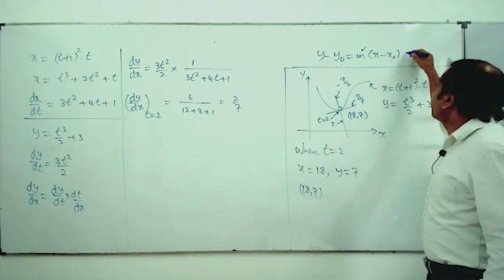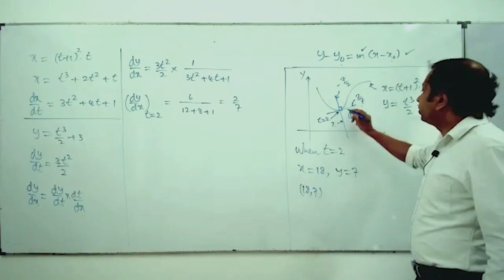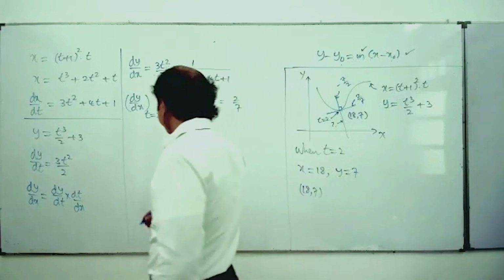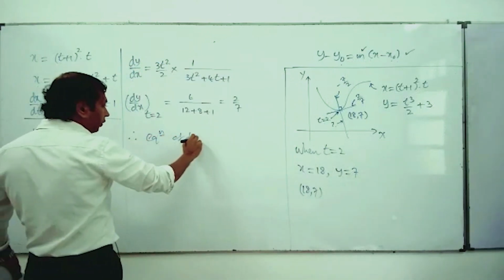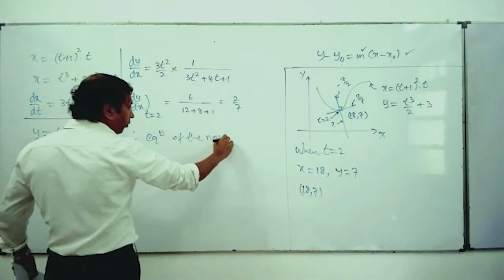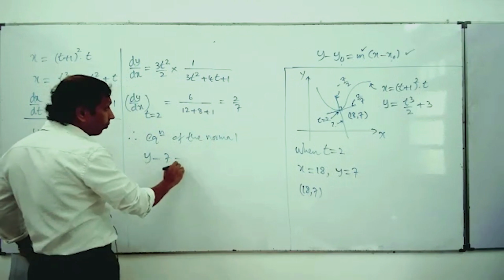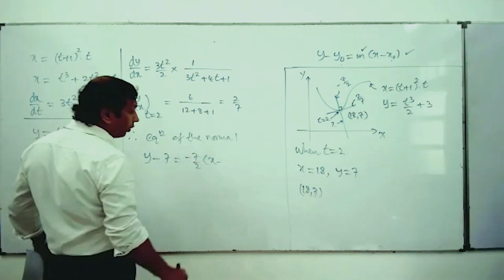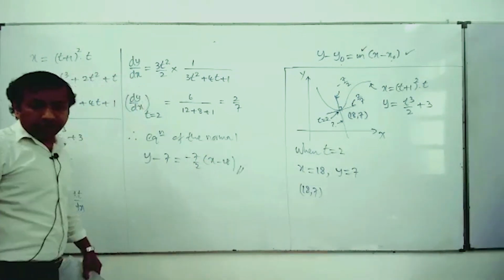Then use this. M is minus 7 by 2. Your x naught, y naught is this point 18, 7. Therefore, the equation of the normal is y minus y naught is 7, gradient minus 7 by 2, x minus x naught 18. We simplify this, you get that answer.